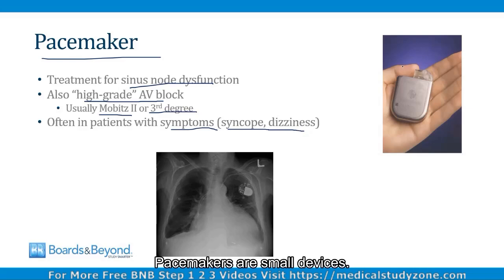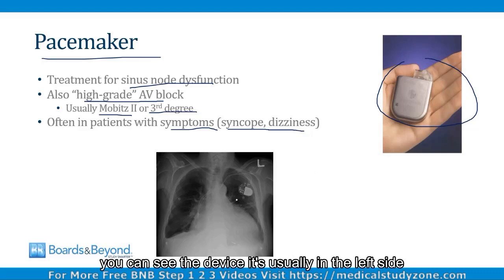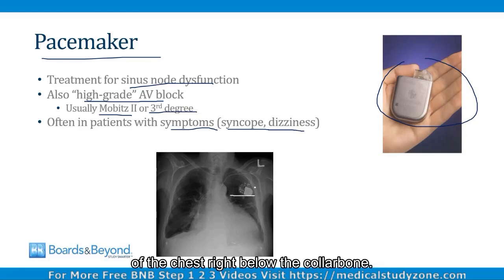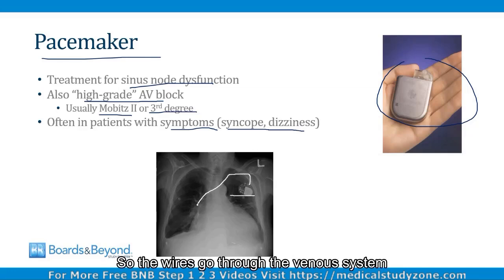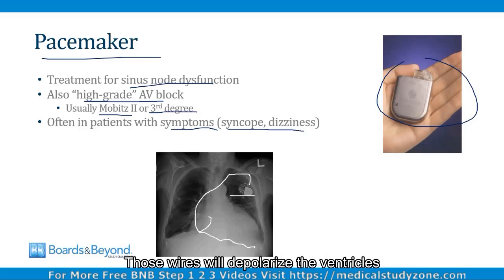Pacemakers are small devices. They can fit in the palm of your hand like this one shown on the screen here. And in patients with pacemakers, if they have a chest x-ray, you can see the device. It's usually in the left side of the chest, right below the collarbone. And you can also see the wires. So the wires go through the venous system, and wires may go to the right atrium. Those wires will depolarize the atria to take over the job of the SA node. And wires can also go out to the tip of the right ventricle. Those wires will depolarize the ventricles in cases of AV block.